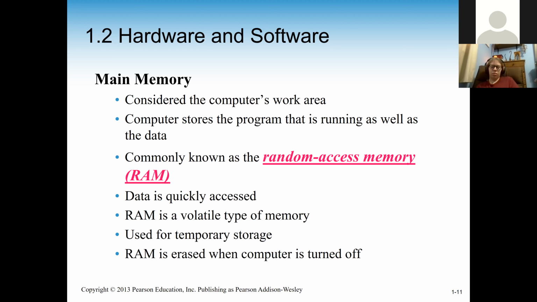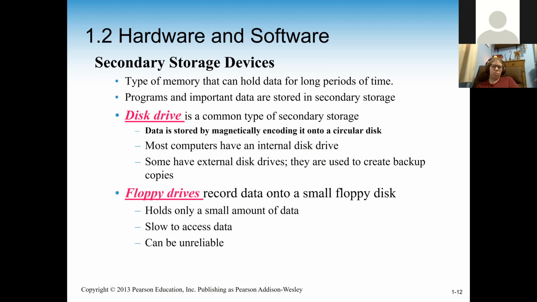RAM is a volatile type of memory. That means when you turn off the computer, it goes away. It's used for temporary storage only, and so on. Any questions so far? All right, no questions, so let's go through these. We'll just do about 20 more minutes of this, and then we're going to switch gears to the Jupyter Notebook and go over that.